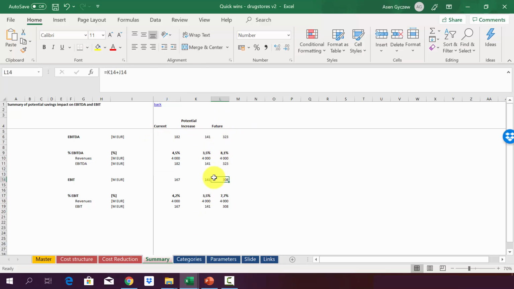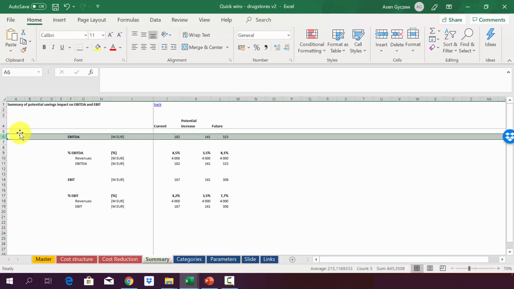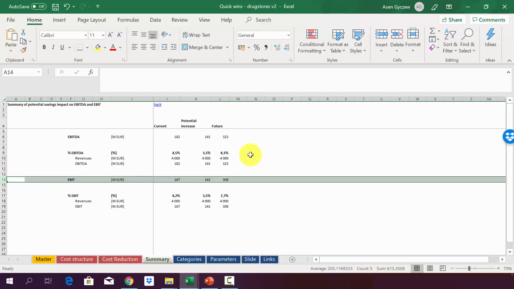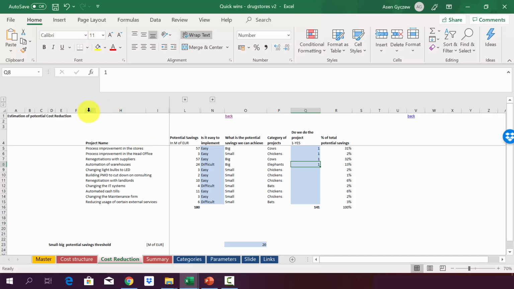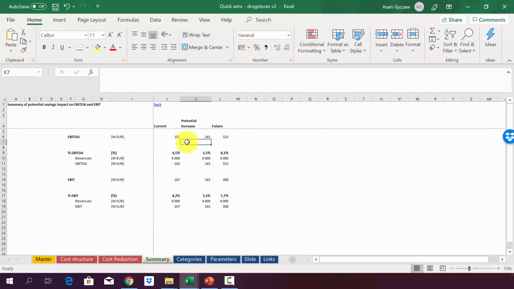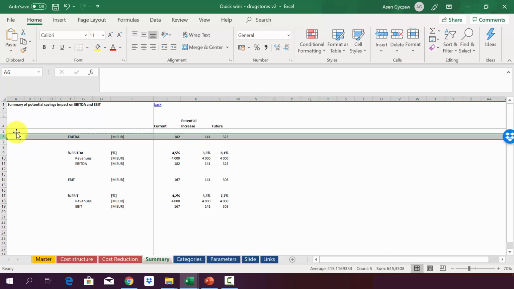And this is the way in which you can link the cost reduction with showing what this means for the profit of the company, be it on the EBITDA level or EBIT level or even net profit. This is how you should approach it. First, list the projects, then estimate potential savings on the basis of that, put them into certain categories, identify how easy it is to implement them, and then at the very end decide which ones you do. And this will enable you at the very end to estimate what will be your future profit.